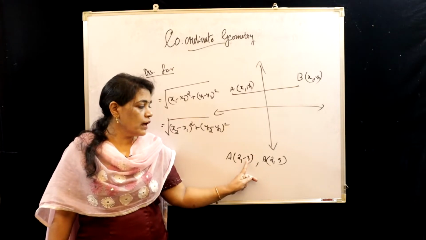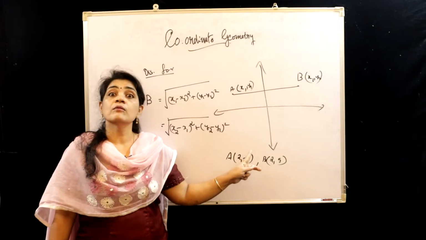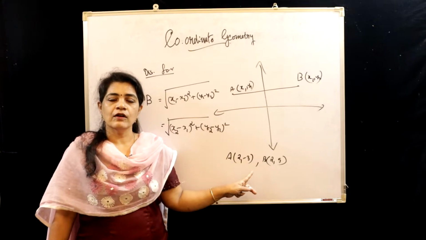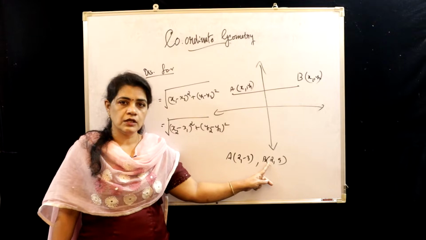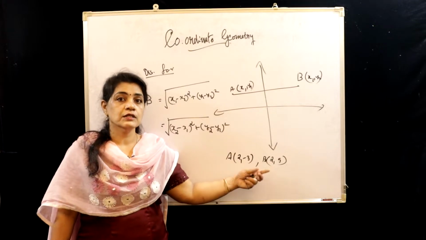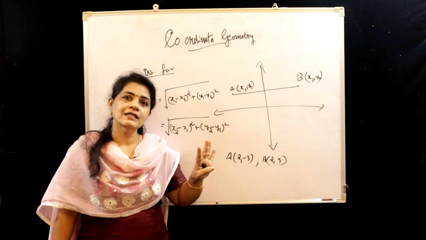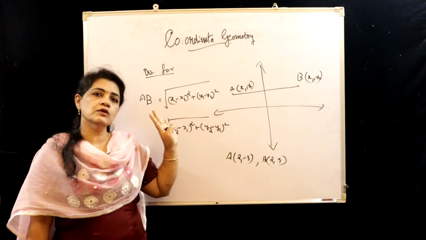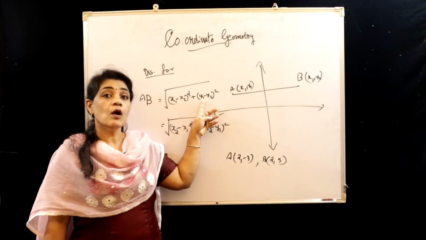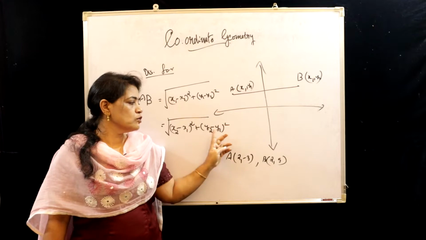Okay, so we have to consider only y1 minus y2. Y1 minus y2 for the children: 2 minus 2 is 0. So that term gets cancelled. Here x1 minus x2 is cancelled. The rest is y1 minus y2, or y2 minus y1.